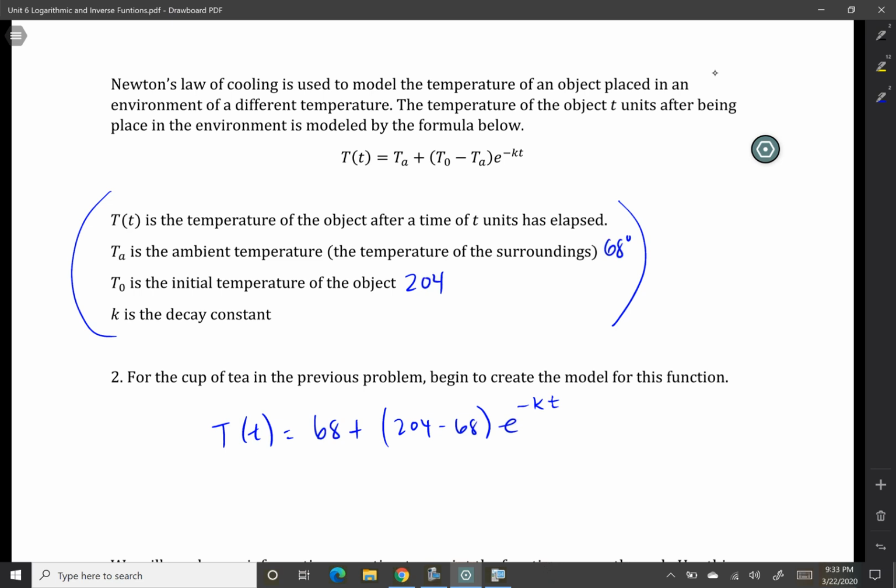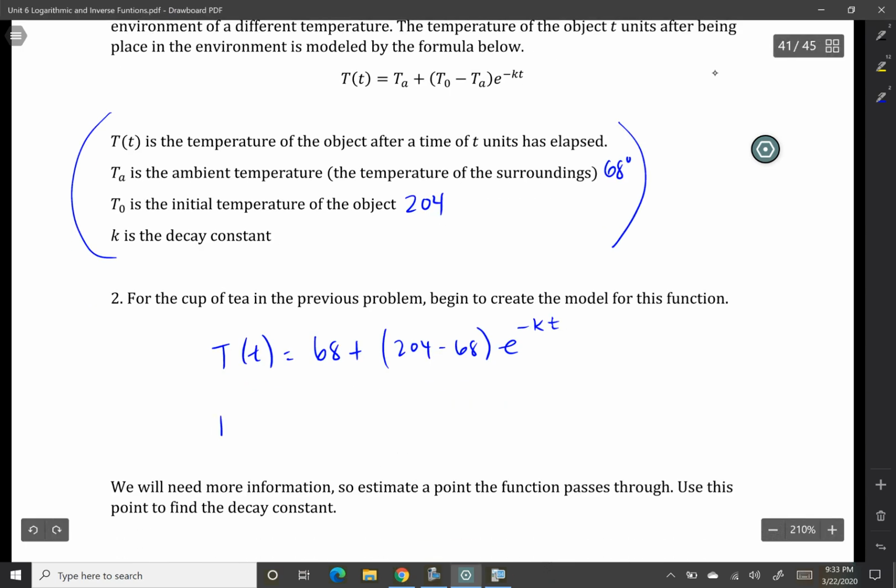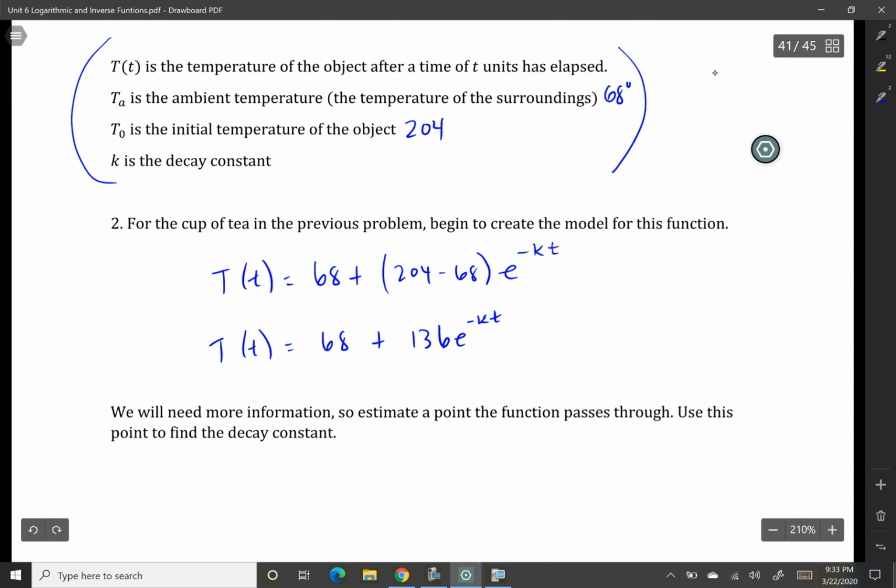However, we could simplify a couple things here. If we do 204 minus 68, right, clean up that parenthesis, we can rewrite this as T of t is equal to 68 plus 136 e to the negative kt. We can't add the 68 and the 136 because the 136 is attached to this exponent. Now, for us to do anything, we have to first see that there's too many variables here, right? We have a temperature after time variable, we have a time variable, and we have a k, this constant variable. So let's find k. To find k, I have to look back at my graph here for a minute.